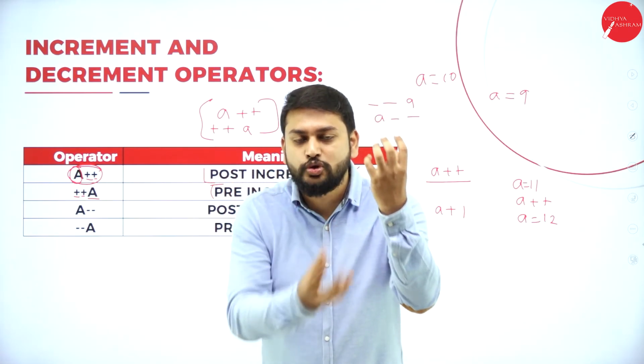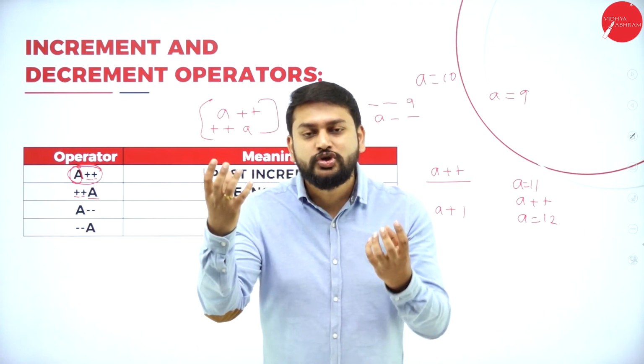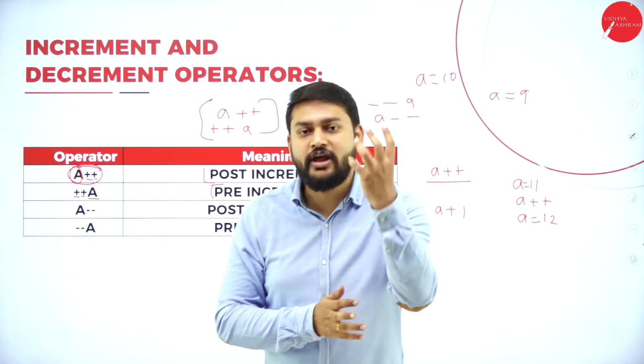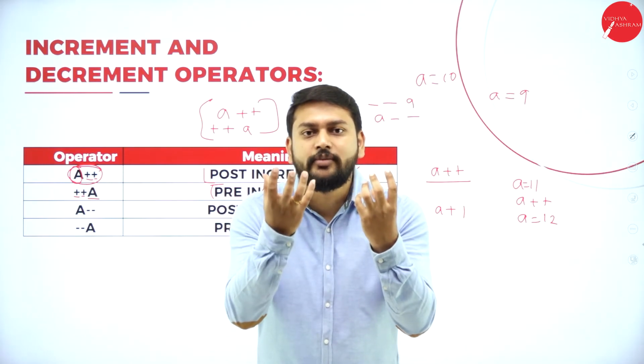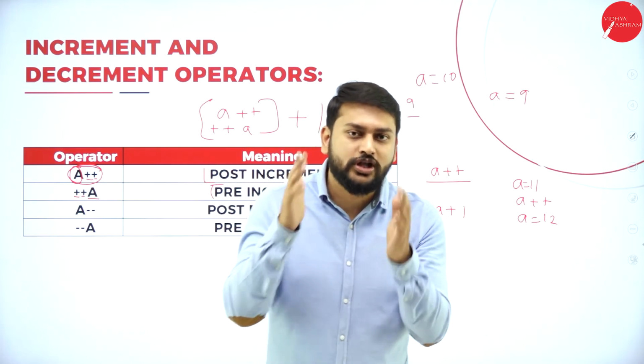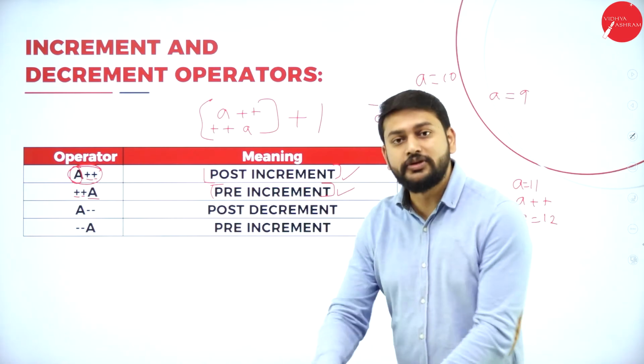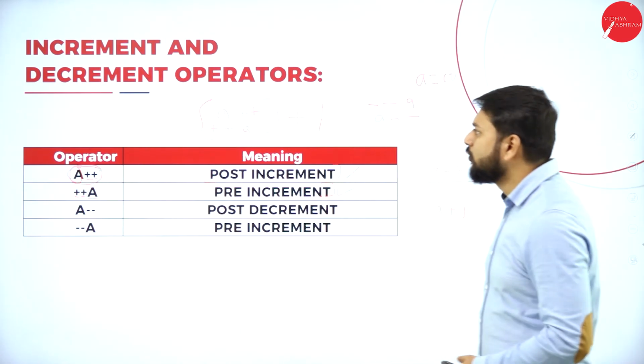If I have 1, so my A value will become 2. So if I have decrement, if my A value is 2, if I use the decrement operator, it will decrease by 1. So that is what you should remember with respect to increment and decrement. So moving on to the next one.